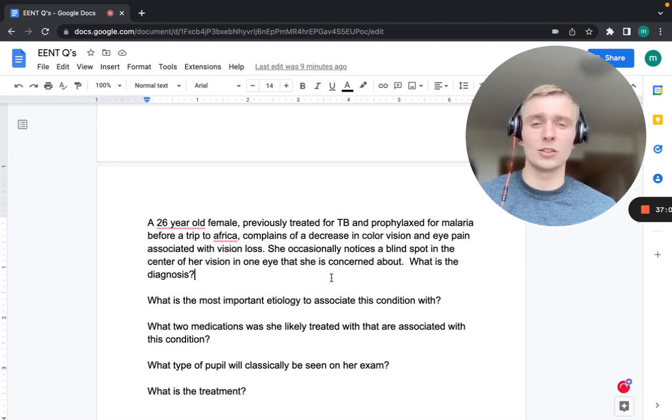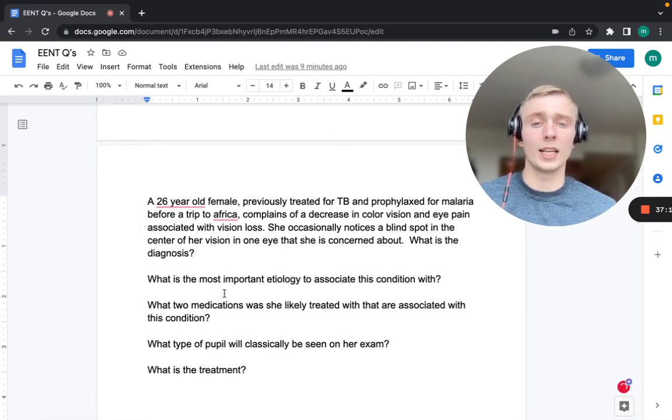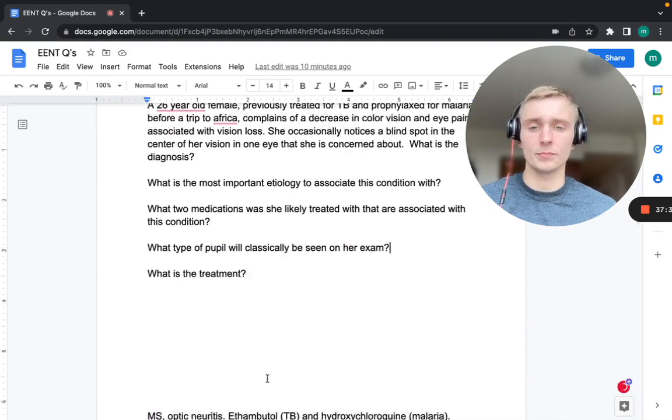What's the diagnosis? So again, one more time, the most important things: TB treatment, prophylaxis for malaria, decreased color vision, blind spot in the center of her vision. She's a 26-year-old female. What is the most important etiology to associate with this condition? What 2 medications was she likely treated with that are associated with the condition? What type of pupil will classically be seen on her exam? And what is the treatment? So these are all some pretty good questions.